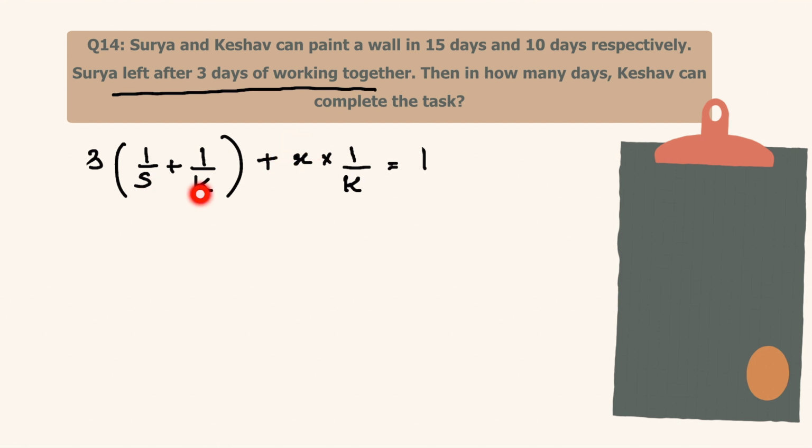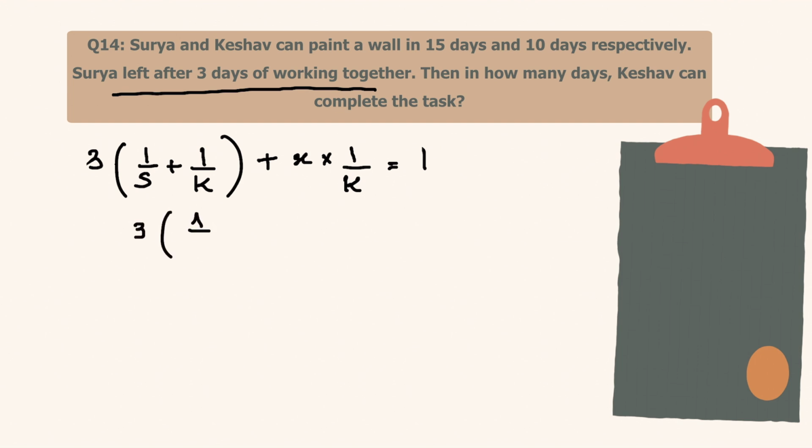S and K is given, we know. Time taken by Surya is 15, Keshav is 10, it is given. But X, what is the time taken by the remaining work? How much time is taken? That is X. That is what we need to find in this question. Let's see how to do it.